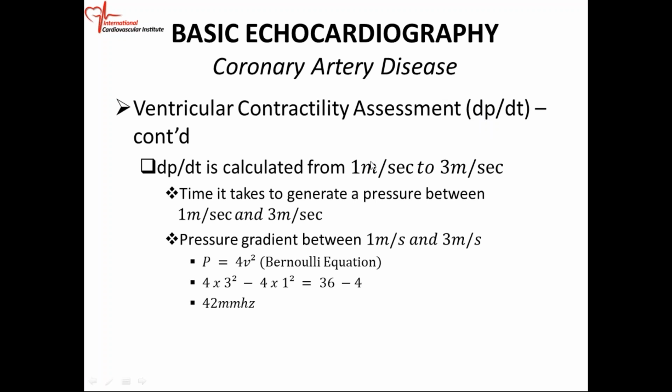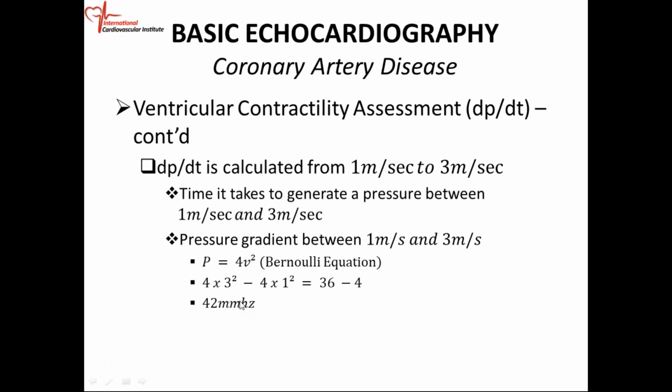Okay, so we use the 1 meter and 3 meter per second velocity. We get the gradient or the pressure at 1 meter per second. So for v squared, velocity is 1. At 3 meters, velocity is 3, squared, multiplied by 4. So it's basically the pressure gradient between 1 and 3 meters per second using the modified Bernoulli equation. So at 3 meters, the gradient is 4 times 3 squared. At 1 meter it is 4 times 1 squared.